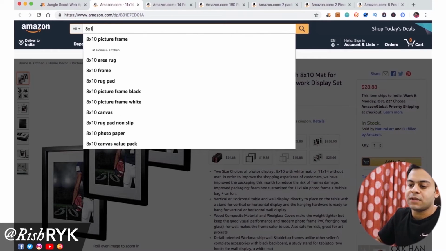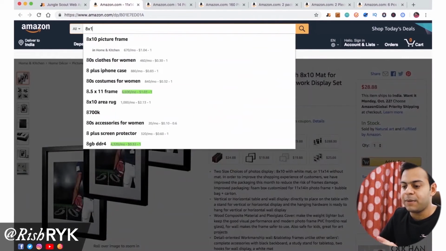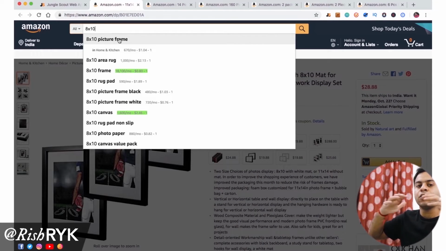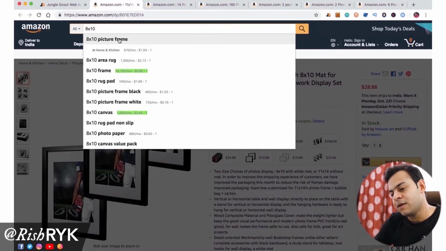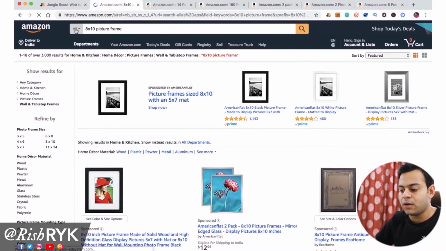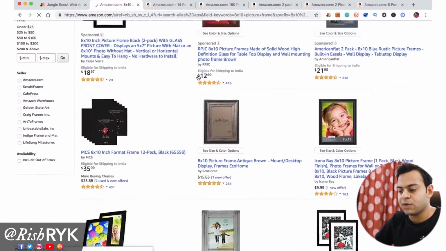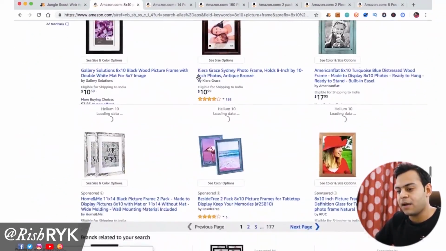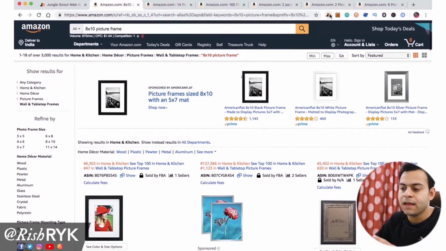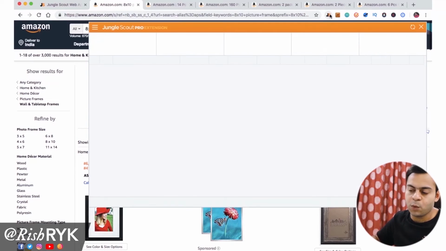That's interesting. As soon as I typed 8x10, Amazon itself suggested that I may want to search for a picture frame, because 8x10 is a global standard. It's a very common photo frame size in the market. So I'm going to hit that. Make sure your category is again selected to all, right? Now you've got all of these results, and I believe all of them are 8x10 frames because this is a popular product in the market already. I'm going to hit that JungleScout button and let's see what comes up.